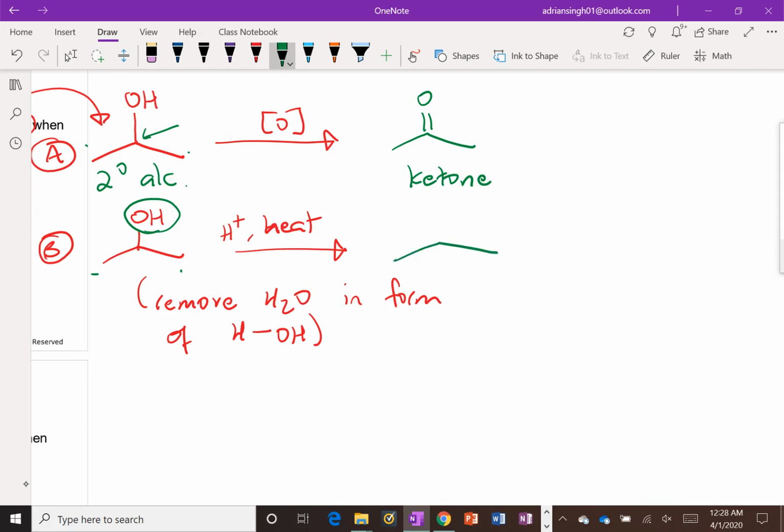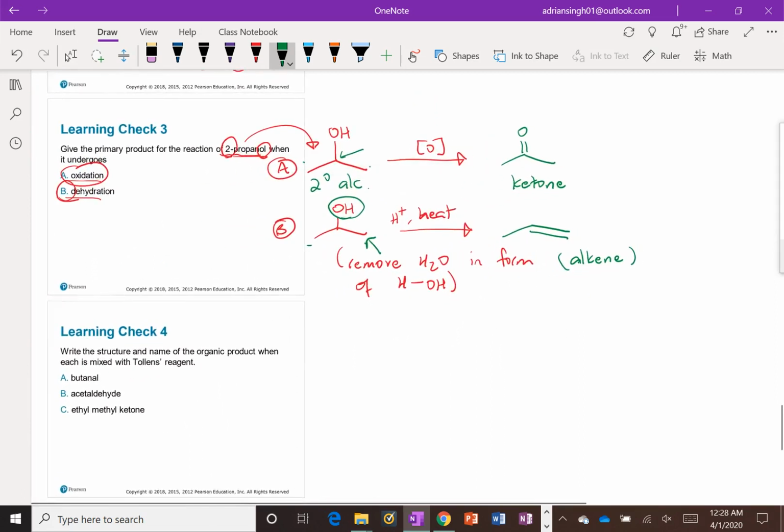So I'm still going to have my 3-carbon chain. That's not going to change. I'm just taking away that OH and an H from an adjacent carbon. So let's say if I chose losing the H from the carbon on the right side, I now have to introduce a double bond on the right side, between the middle carbon and the carbon on the right. So we end up making the corresponding alkene. When you dehydrate an alcohol, you end up making the alkene.